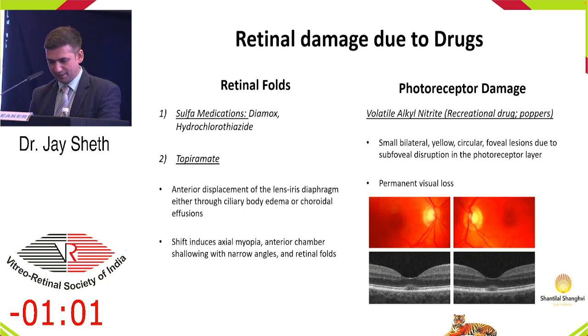Now coming to the last couple of manifestations, that is the development of retinal folds due to sulfa medications like Diamox and topiramate, because they cause reduced intraocular pressure, and that can lead to development of choroidal and retinal folds. And the other is the use of recreational drugs, poppers, also known as volatile alkyl nitrates. So that causes a bilateral permanent visual loss due to photoreceptor loss.